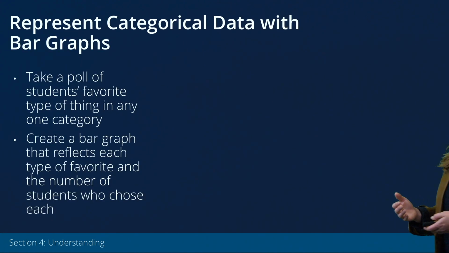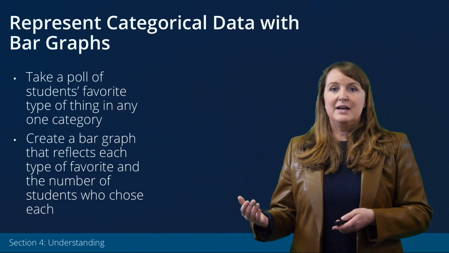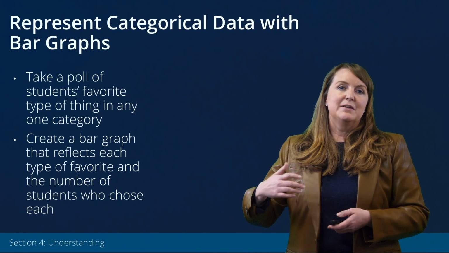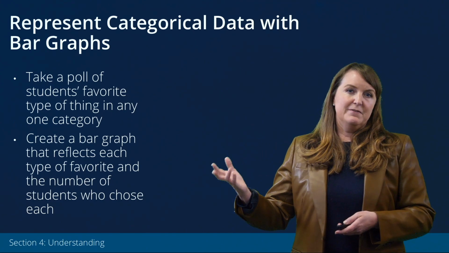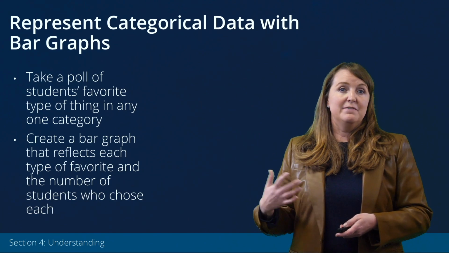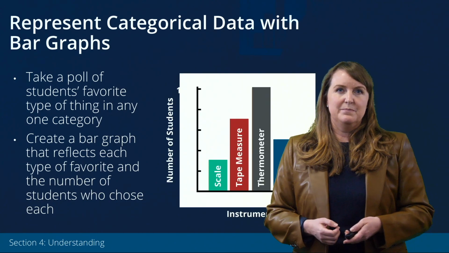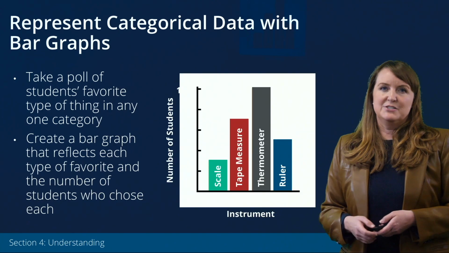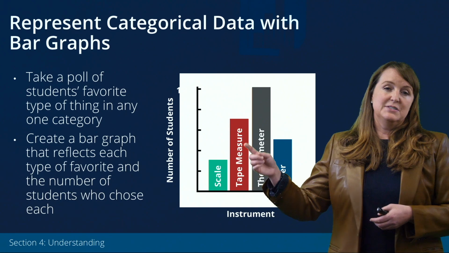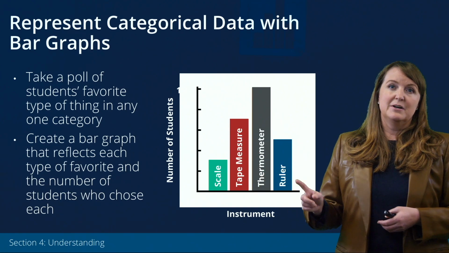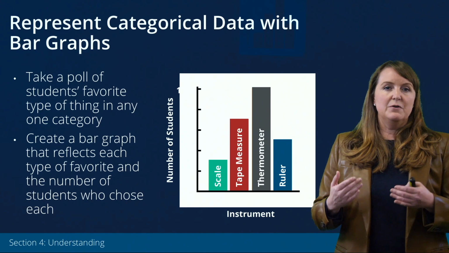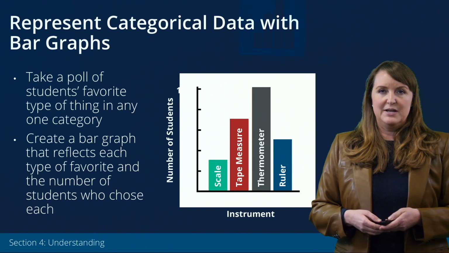Now, as we get to thinking about the data with the bar graphs, one of the nice things you can do here, and probably you're already doing this already, is to ask students about some of their favorite things, maybe favorite foods or favorite shows or favorite activities, and then you can create a bar graph that reflects the students in your classroom. So for example, maybe I asked students what was their favorite thing to measure with, and some students said scale, some students said tape measure, a lot of students said thermometer, and some students said ruler. So there then I could show the number of students that voted for each of these ways to measure things.